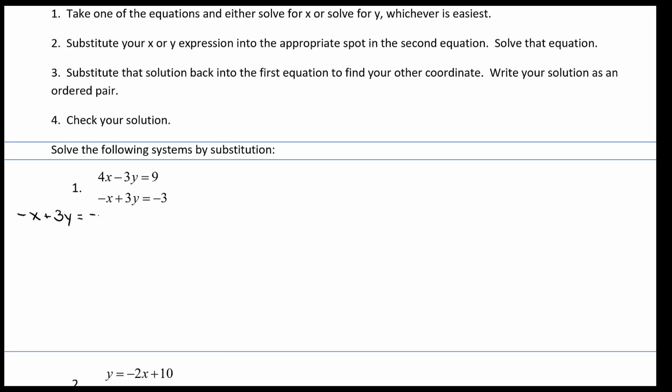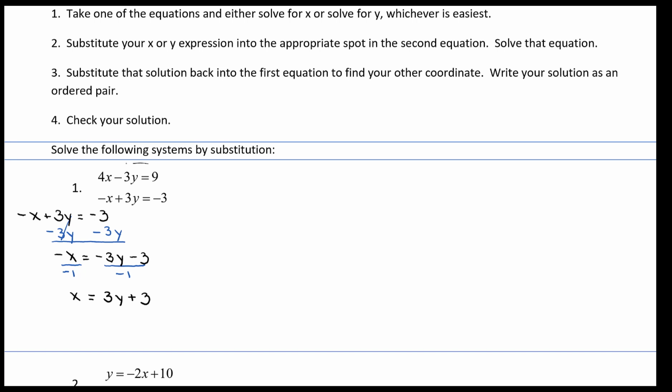The first thing we're going to do is subtract 3y from both sides of our equation. This will leave us with negative x equals negative 3y minus 3. Now we can divide both sides by negative 1, which will give us x equals positive 3y plus 3. Now that we have solved for x, we can substitute this entire expression that x is equal to, the 3y plus 3, into the other equation.